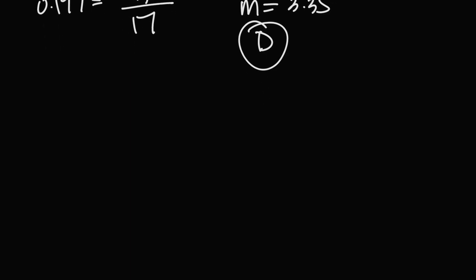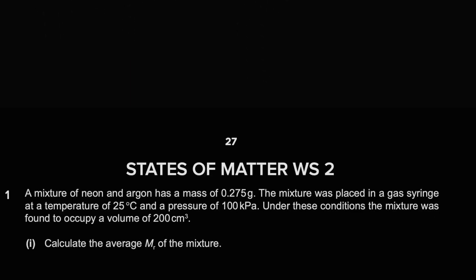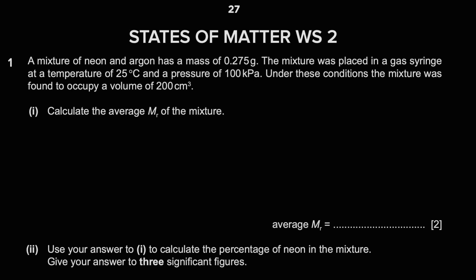So I'd like to solve some of the questions on gas laws before going on. I want to go over a couple of questions from this worksheet. The first one is question number one on worksheet number two, page 27 in your notes. A mixture of neon and argon has a mass of 0.275. The mixture is placed in a gas syringe at a temperature of 25 degrees centigrade and a pressure of 100 kilopascals. Under these conditions, the mixture was found to occupy this volume. And they want to find the average MR of the mixture. When they want to find the average MR of the mixture, it's like treating the mixture as one gas and finding that gas's MR.